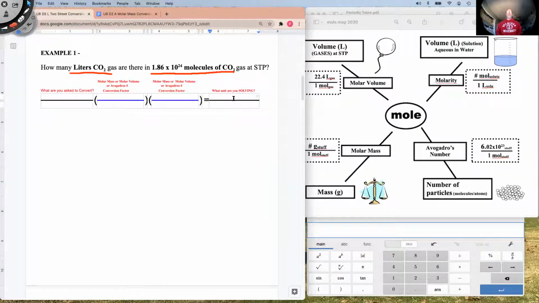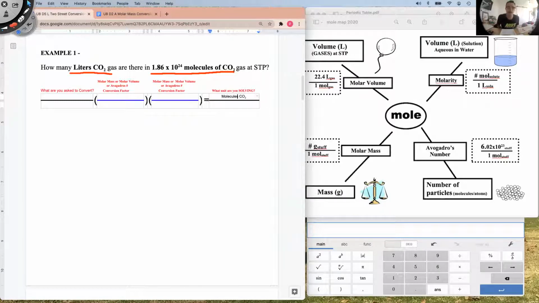Mr. Edwards, I'm here to answer questions. If I'm reading the problem, it says, how many liters of carbon dioxide gas? So I automatically know that my answer is going to be some number of liters of carbon dioxide gas.